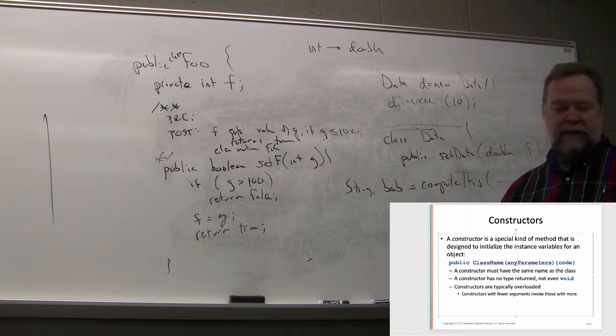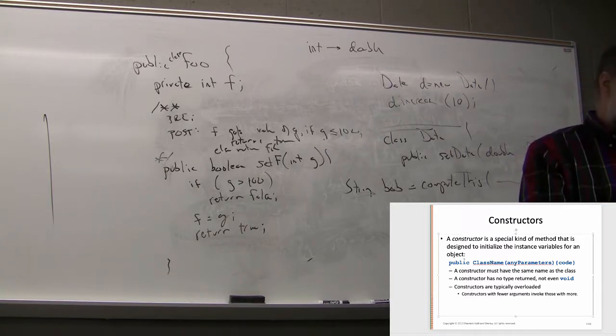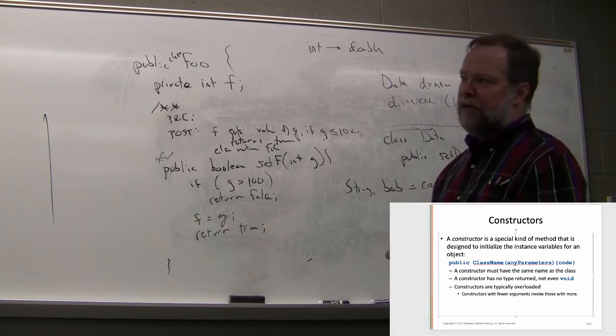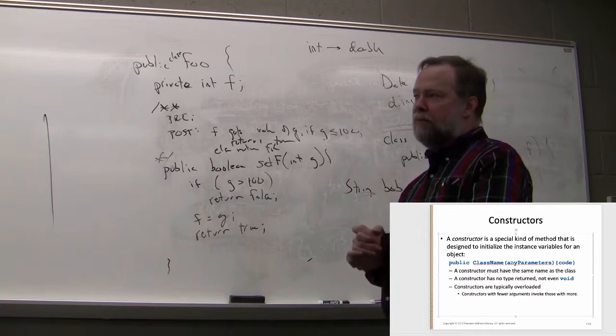You'll also notice that the definition of the method does not have a return type over here. Doesn't say void, doesn't say int, there's nothing there. It's just public, and then the name of the class. And then, like with any method, you have an open and closed parenthesis in case you have any parameters you want to provide to the constructor. And then the code that implements the constructor.